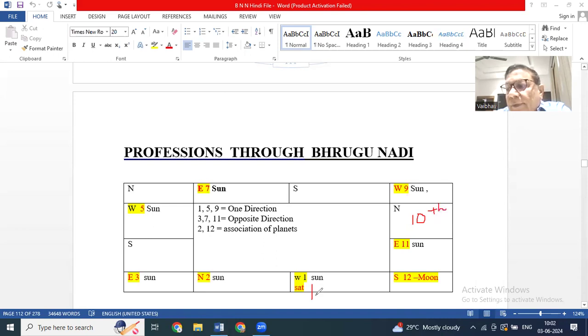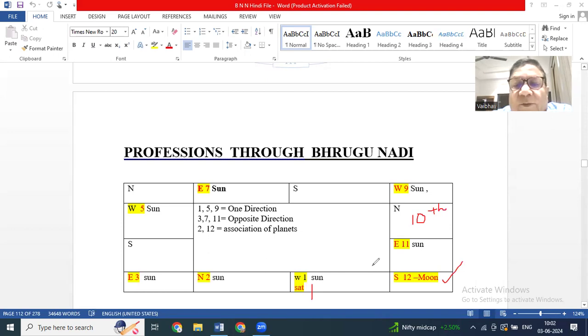Okay, from Saturn, you take the 10th Lord. The 10th Lord is conjoined with which planets? For example, the 10th Lord is Moon. Moon is connected with which planets in 1, 5, 9, 3, 7, 7, 2, 12? That is the path. From Saturn you take the 10th Lord, and that 10th Lord is connected with which planet in 1, 5, 9, 3, 7, 7, 2, 12? From Moon, not from Saturn.